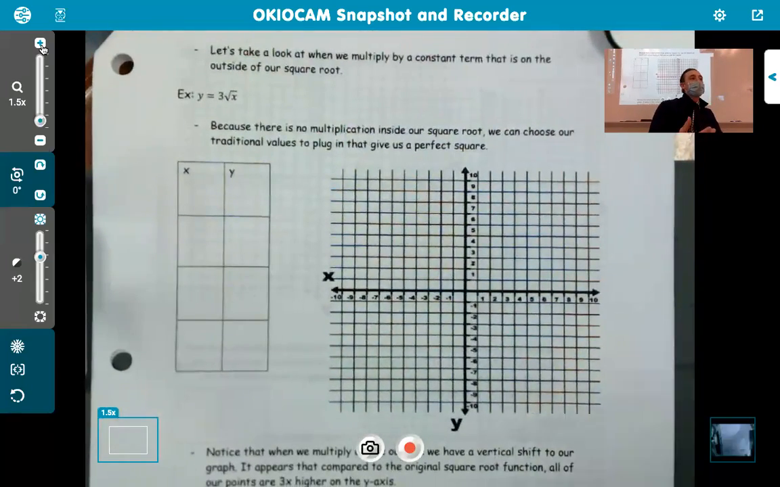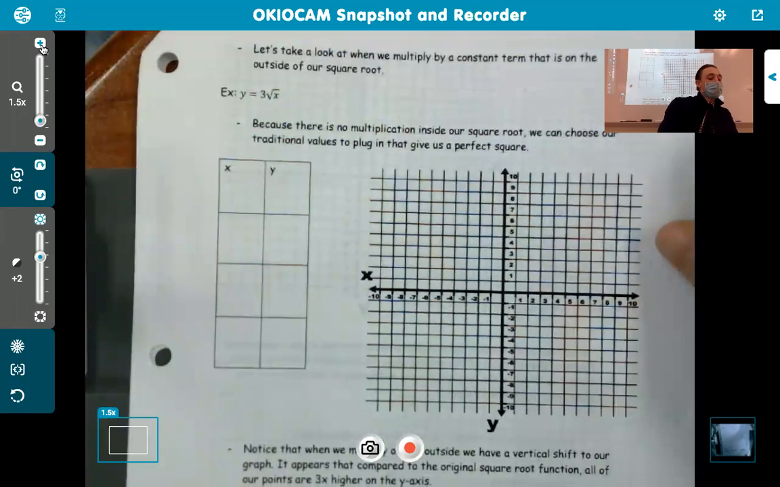How do you think this would affect the graph? Is it going to affect it horizontally anymore, or how's it going to affect it? Vertically, right? Just like when we added or subtracted on the outside, it moved it up and down. Now when we multiply on the outside, it's going to either stretch or shrink, but in the vertical direction. All right, so just kind of keep that in mind.